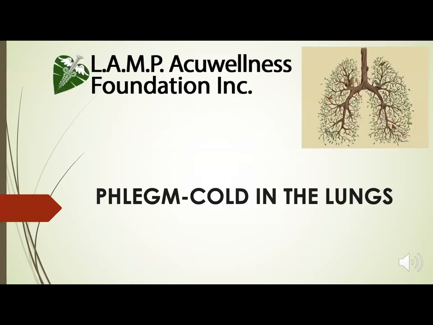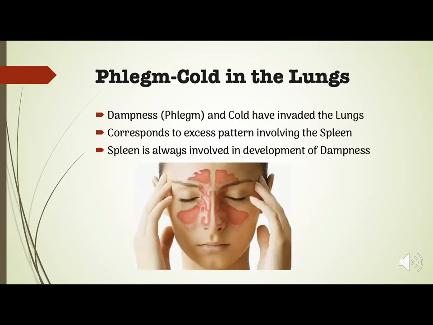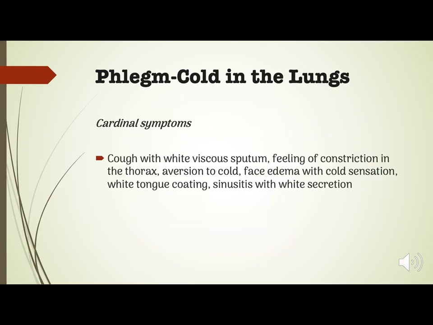Phlegm cold in the lungs. In phlegm cold in the lungs, dampness or phlegm and cold have invaded the lungs. It corresponds to an excess pattern involving the spleen. Spleen is always involved in the development of dampness. Cardinal symptoms: cough with white viscous sputum, feeling of constriction in the thorax, aversion to cold, face edema with cold sensation, white tongue coating, sinusitis with white secretion.